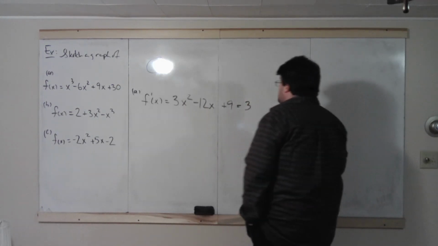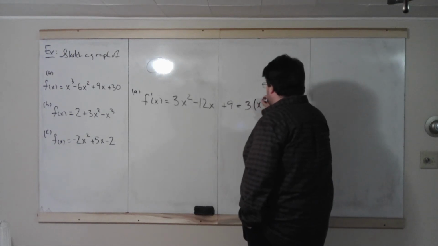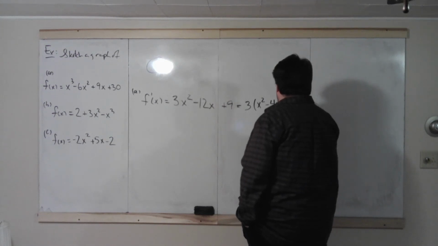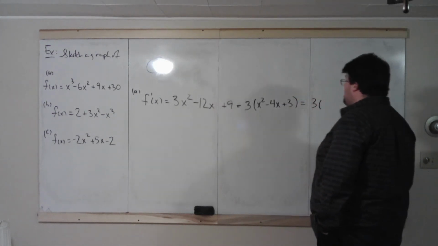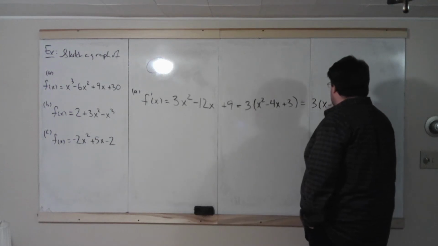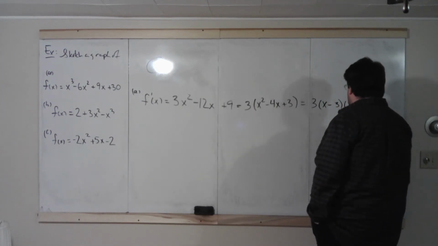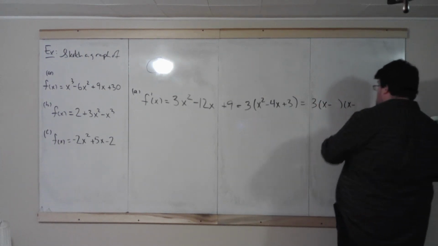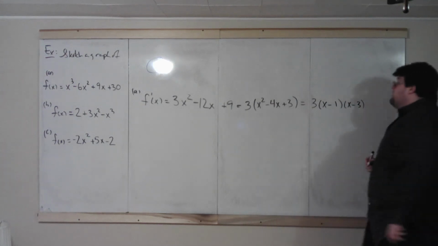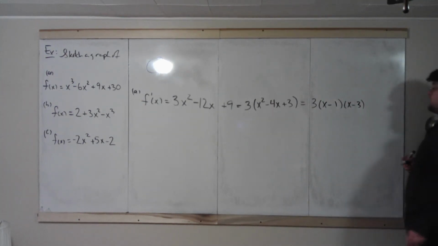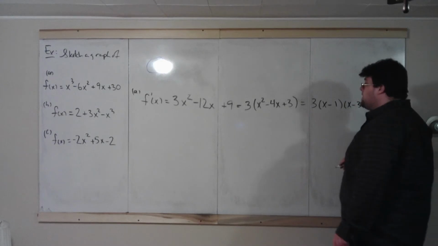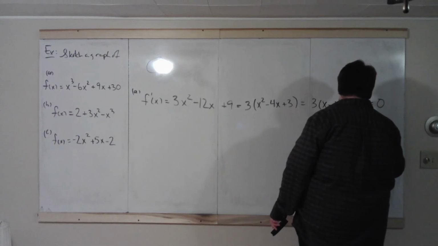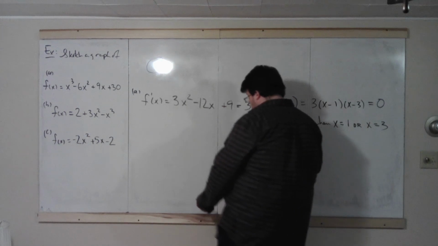Well, factor out a 3. Those all have 3's on them. Does this factor further? Well, yeah, 1 and 3 make 4, 1 and 3 make 3. I should probably write 1 and 3. So x minus 1, x minus 3. Want to set that equal to 0. When is this 0? When x equals 1 or when x equals 3. We found where it's 0.